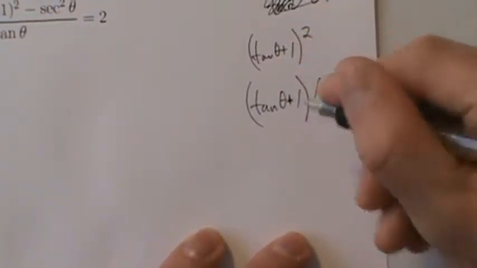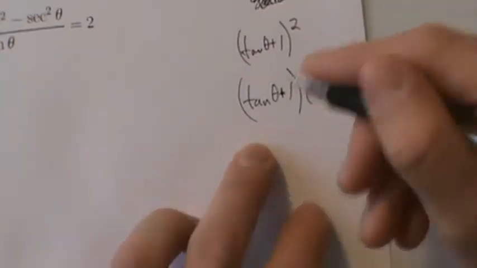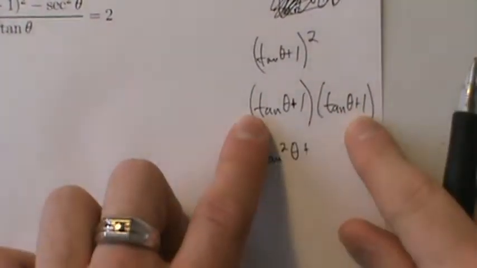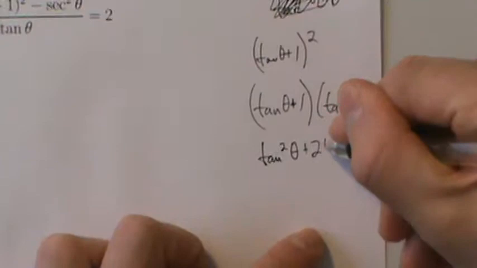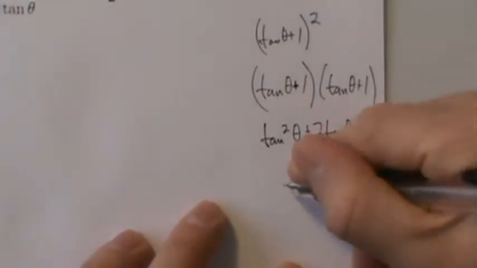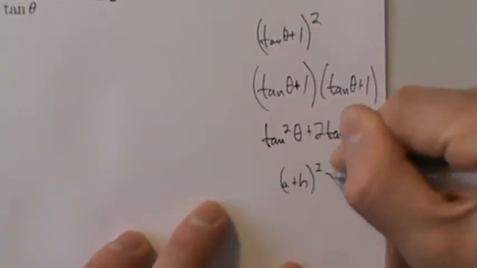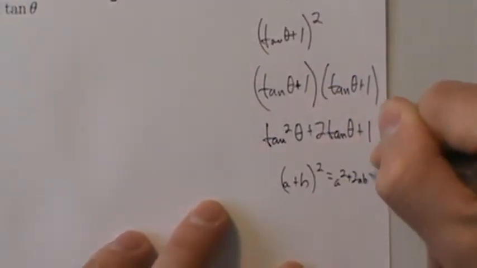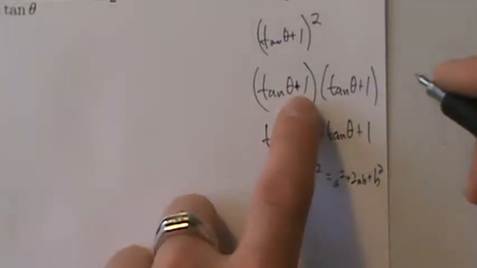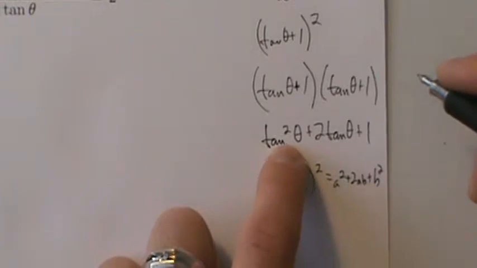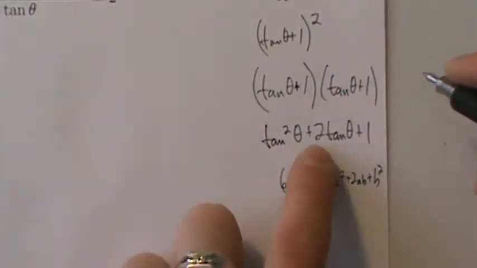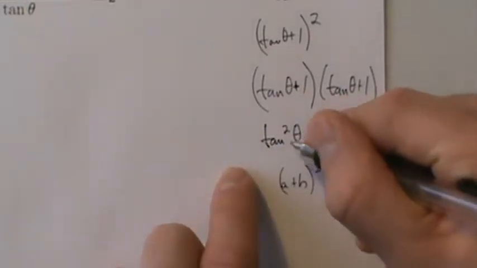foiling. So if we FOIL, then the first is tangent squared of theta. Outer is tangent of theta. Inner is also tangent of theta, so plus 2 tangent of theta. And then last is plus 1. It's really just like (a plus b) squared is a squared plus 2ab plus b squared. It's the exact same thing, but instead of a and b, we have tangent of theta and 1, where b is just 1. So same exact thing going on here.